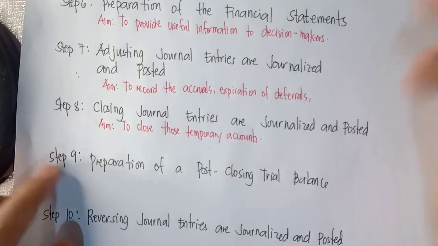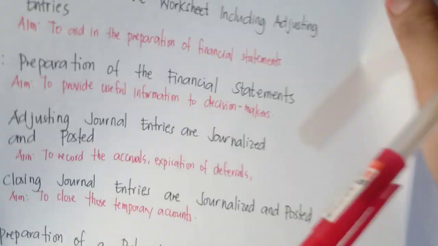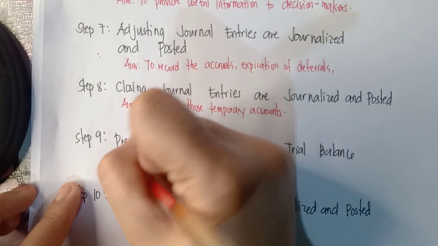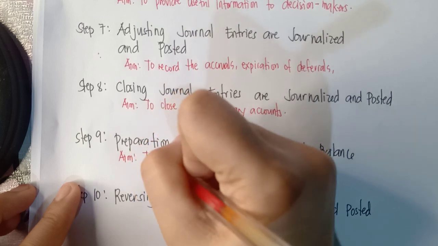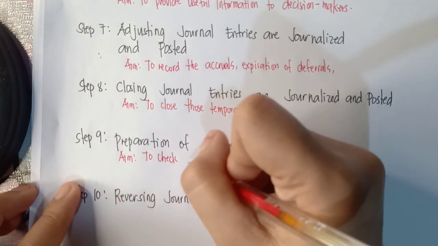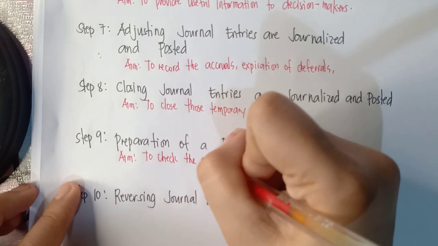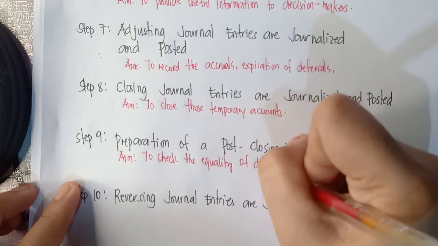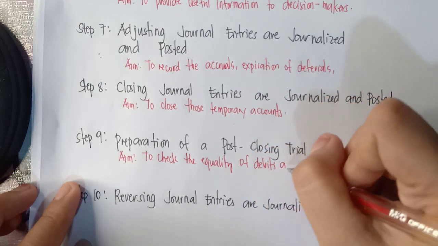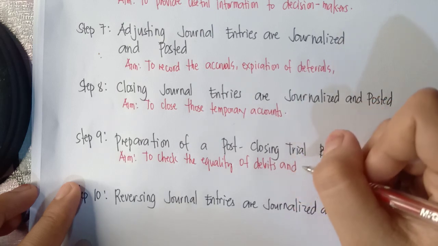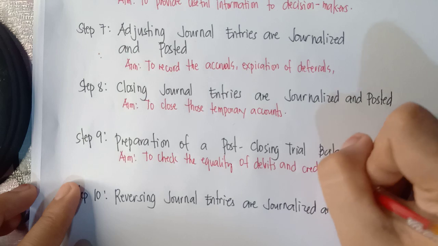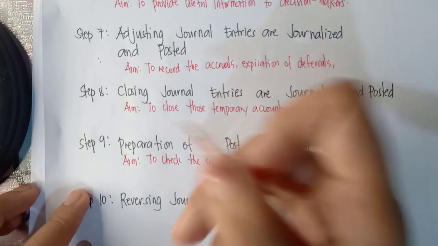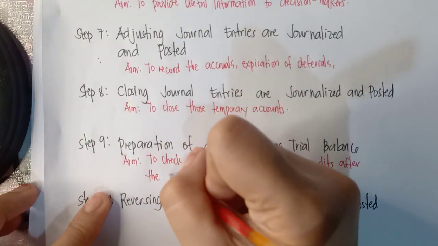Okay? Next, the step 9, the preparation of a post-closing trial balance. What is the aim of step 9? It aims to check the equality of debits and credits after the closing entries.